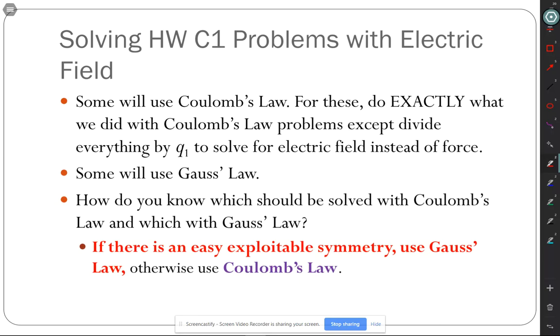If you have a good exploitable symmetry, Coulomb's law is harder than Gauss's law usually. But if you don't have a good exploitable symmetry, because you're doing the integral of a dot product, Gauss's law usually comes out harder. So you want to use the easiest method. Each one of those problems has a specific method that you should use. If it has a nice exploitable symmetry, you should use Gauss's law to find electric field. If it doesn't, then you're probably going to use Coulomb's law.